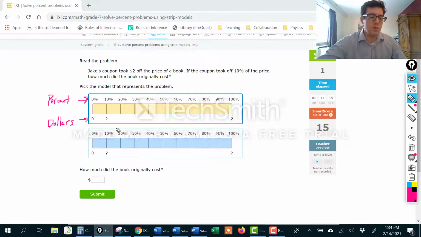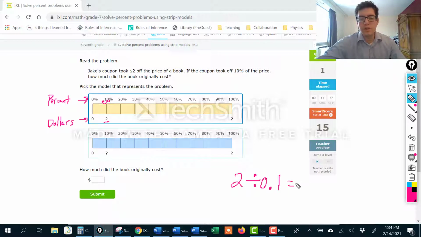And to do that, we would take the part, which is 2, and divide it by the percent written as a decimal. So 10% written as a decimal: here's the decimal point, we just move it 2 spaces to the left, so it would be in front of the 1. So we are going to do 2 divided by 0.1, and that's just going to be 20. So the original price, or the full price of that book, is $20.